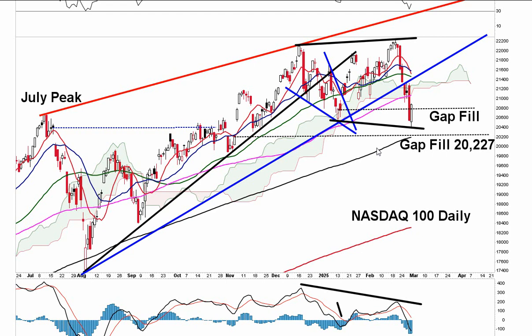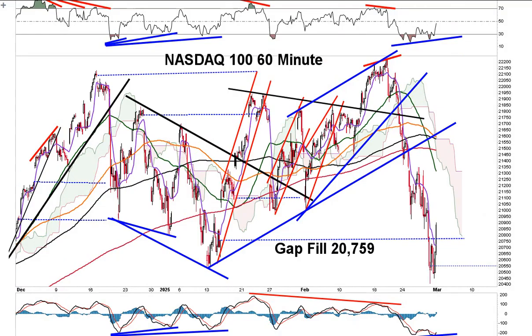Could that give us a bottom? Very, very possibly. We could be bottoming. Again, NASDAQ and S&P are diverging. S&P made a higher low, NASDAQ made a lower low. So again, they often diverge at turning points. Is this one of those cases?